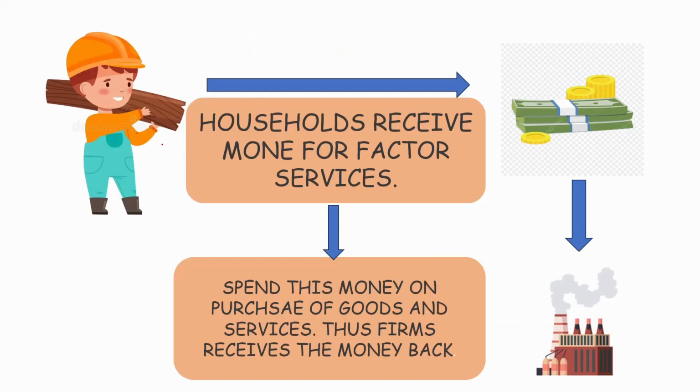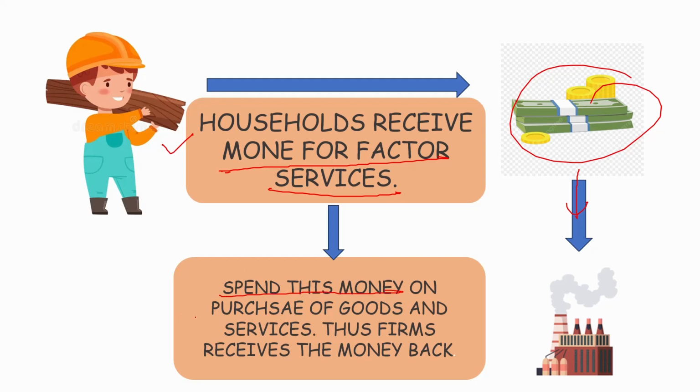Example for this is, suppose this is again a laborer. This laborer is working and providing factor services, and for providing these factor services, this laborer receives money. This is the money he receives. Now this money, he spends on purchase of goods and services. So for the purchase of goods and services, this person has to give out money that he has earned.